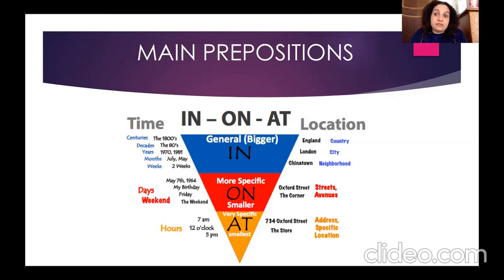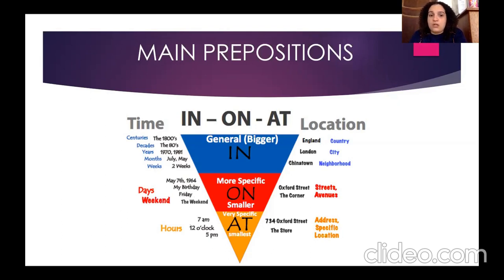Now when we talk about time, we also use in or at in different ways. Also remember that in is more general, okay? So when I talk about centuries, in the 1800s; when I talk about decades, in the 80s; when I talk about just the year, in 1970, in 1981; when I talk about just the month, in July, in May, in August; and when I talk about weeks, in 2 weeks, in 1 week, okay?